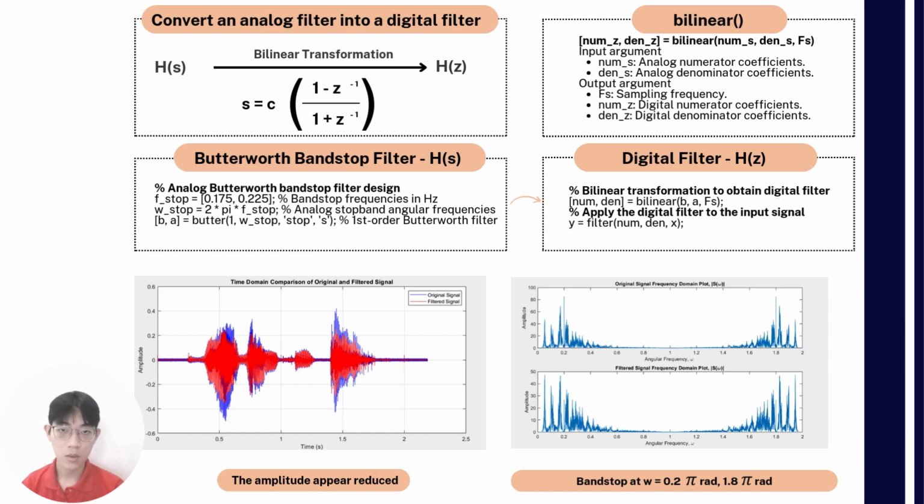Using the Butterworth function, we create a first-order Butterworth filter. Next, the bilinear transformation maps the analog filter into the digital domain, preserving its characteristics. We apply this digital filter to the input signal. On the left-hand side, the time domain comparison shows how the filtered signal has reduced amplitude.